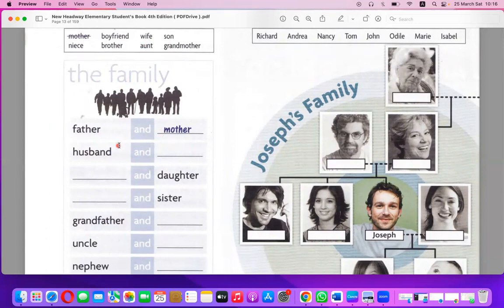Okay, let's do this one. Take 1 minute, try to write all the answers. Here, as we said, the male part and here the female part. We have father, mother, husband. Choose someone from the box here, choose one word that matches the same line. Daughter, sister, grandfather, uncle, and nephew.